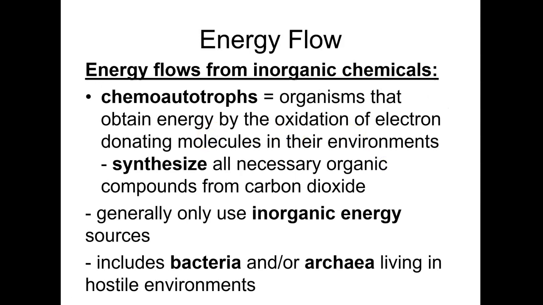Chemoautotrophs are organisms that obtain energy by the oxidation of electron-donating molecules in their environments. So they can synthesize all necessary compounds from things like carbon dioxide. Generally, they only use inorganic energy sources to produce their food or get their energy. And this is going to include things such as bacteria and sometimes archaea that are living in very hostile environments.